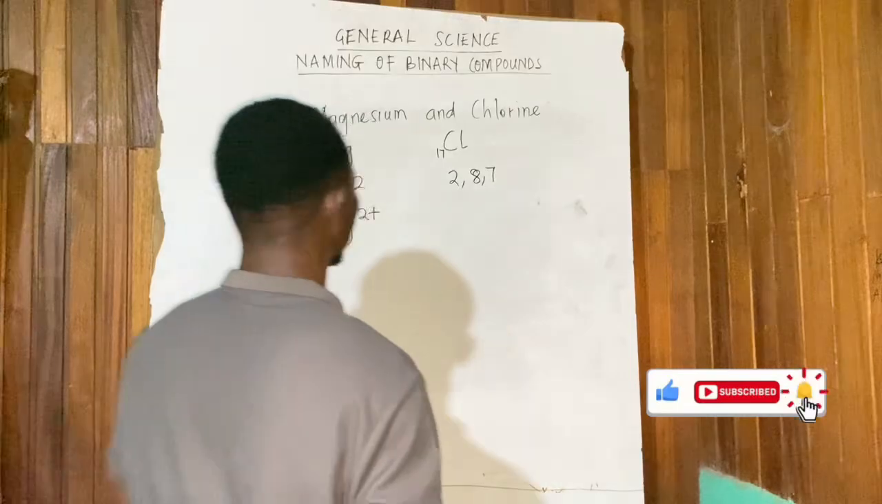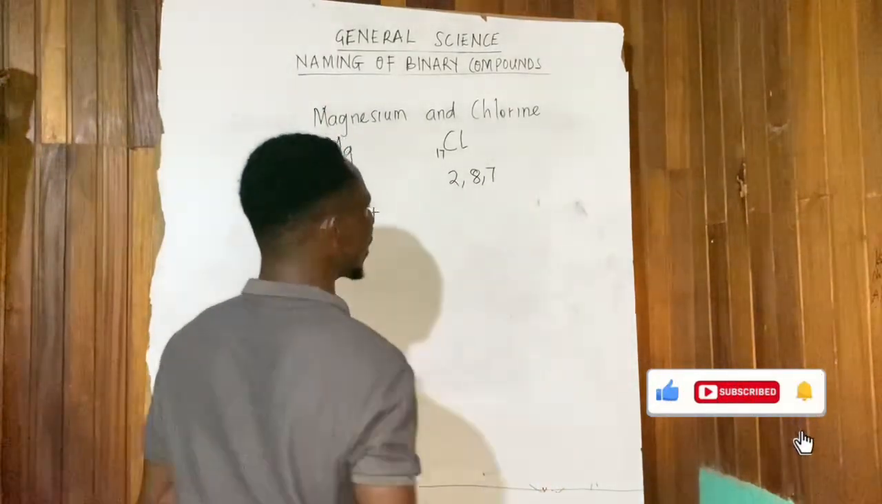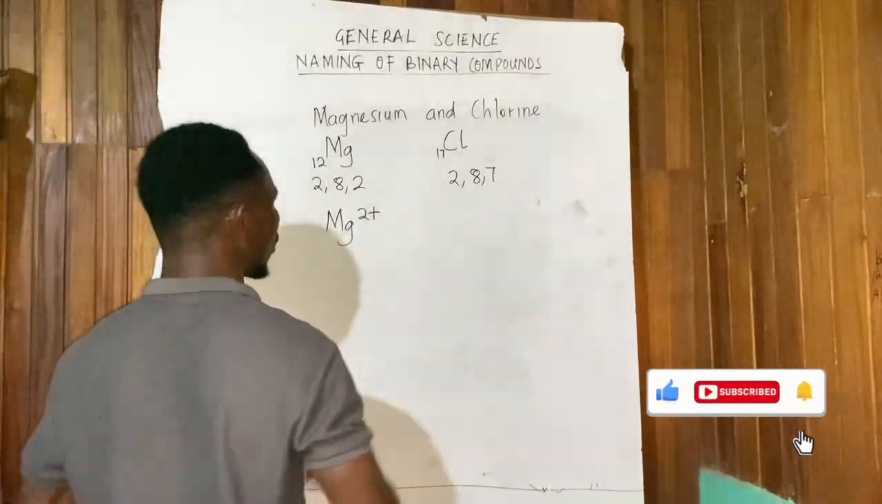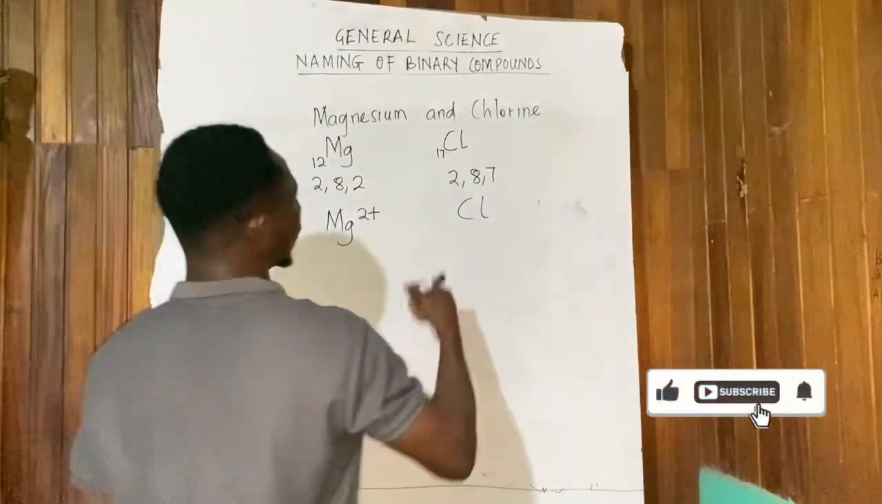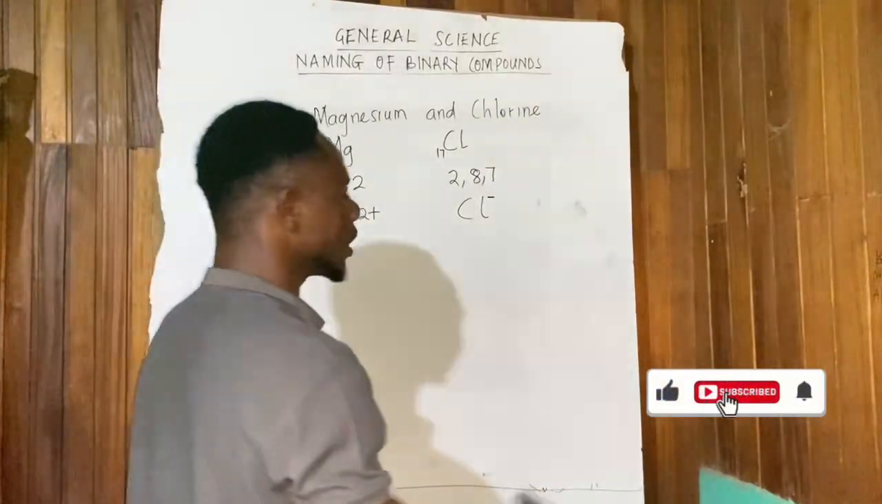Let's continue. Now, chlorine here will need 1 to be stable. 2,8,7. Chlorine needs 1 to be stable. This means chlorine will gain how many? Chlorine will gain 1 to become negative.